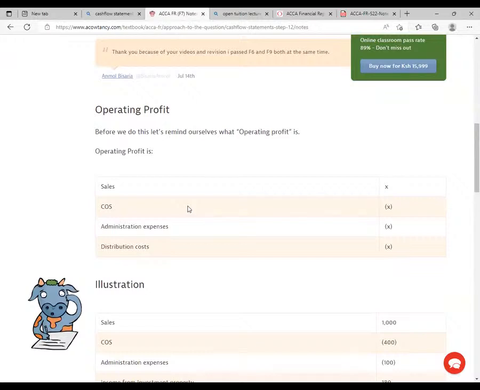Now, operating profit, before we do this, let's remind ourselves what operating profit is. According to these people, we should take sales, cost of sales, administration expenses, distribution expenses. You subtract these three from your sales to get profit before tax and before interest. So you don't charge tax, don't charge interest.